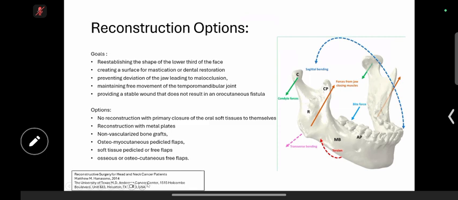The options include no reconstruction with primary closure of the oral soft tissue to themselves, reconstruction with metal plates, non-vascularized bone graft, osteomyocutaneous pedicle flaps, soft tissue pedicle or free flaps, and osteocutaneous free flaps.